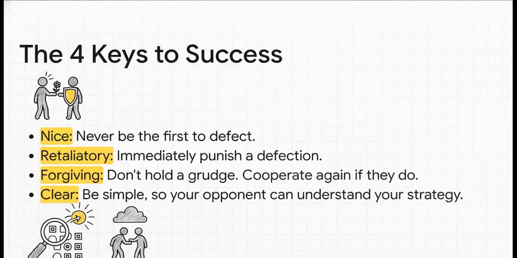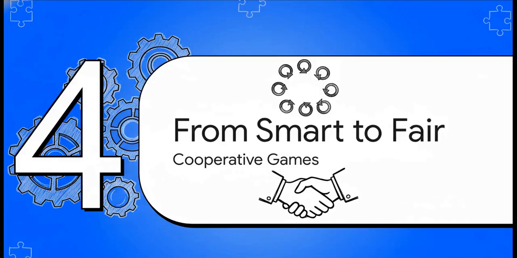And finally, they were clear. Their strategy was so simple that their opponent could easily figure it out, which made it easy for them to fall into a pattern of cooperation. So, tit for tat is this amazing blueprint for how cooperation can just emerge, even when people are looking out for themselves. But that's all about competition.